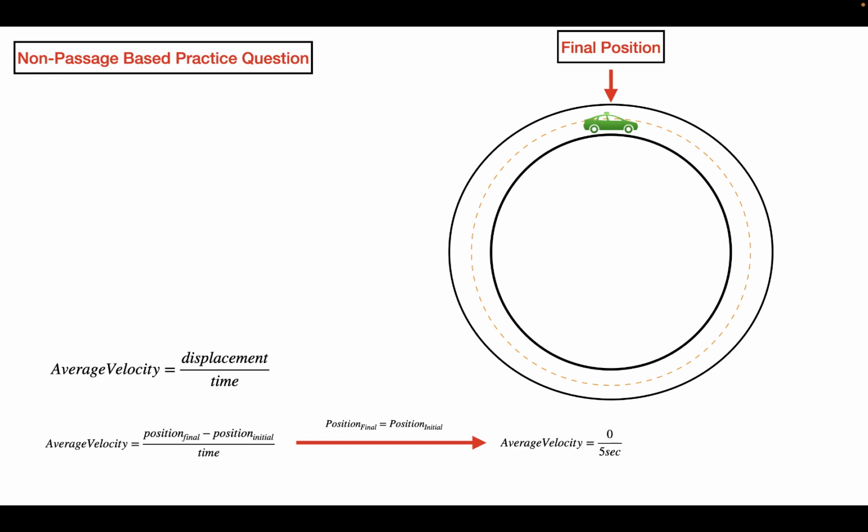So 0 divided by 5 seconds is equal to 0. Therefore, the average velocity is equal to 0 meters per second. So now let's talk about what the average speed is.